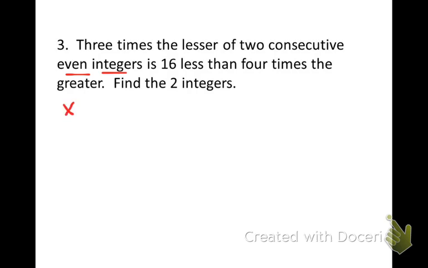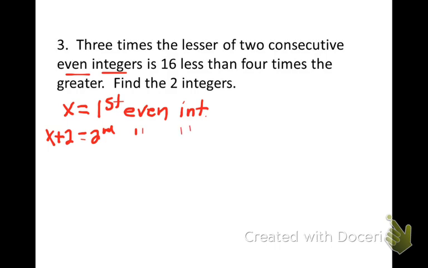So when you define it, let x be the first even integer. And again, think about even integers. Choose an even integer like 6. What do you do to 6 to get the next even integer, which is 8? Well, you add 2. What do you do to 8 to get the next one, which is 10? You add 2. So even integers are 2 apart. So what am I going to do to x to get the next one? I'm going to follow that pattern and add 2. So x plus 2 is my second even integer.